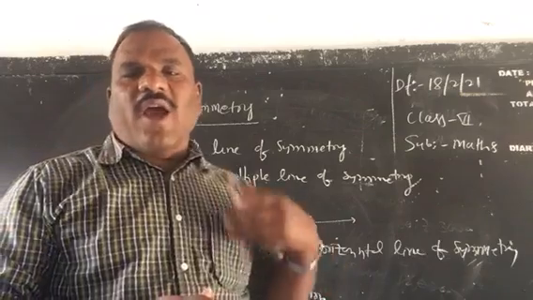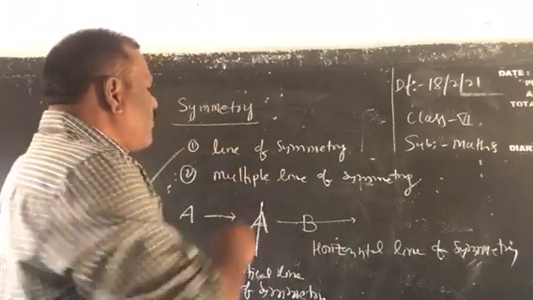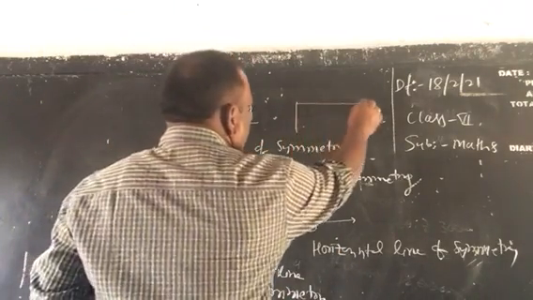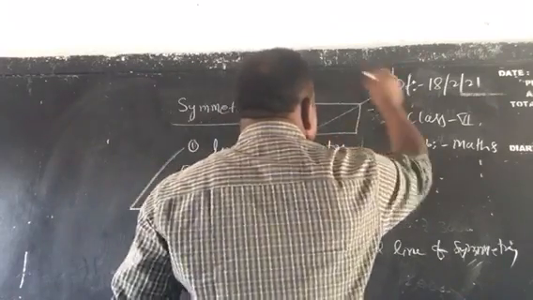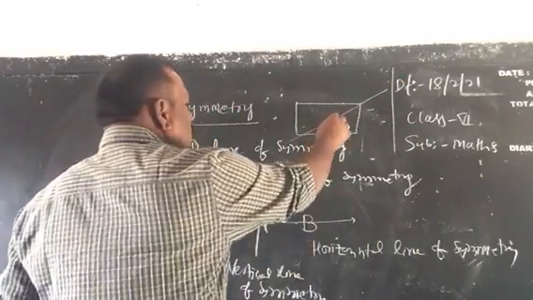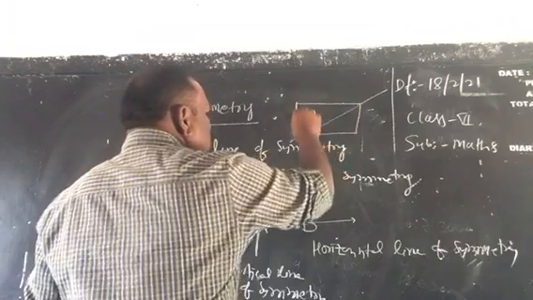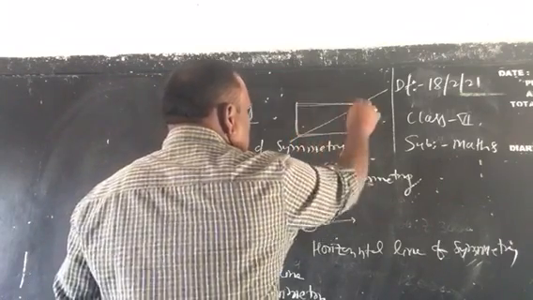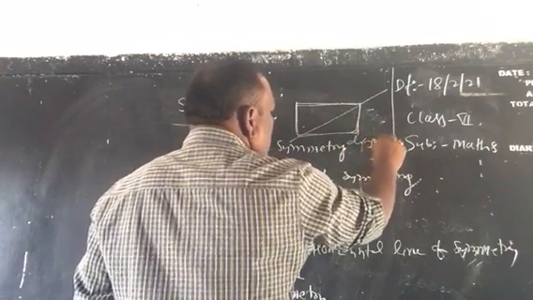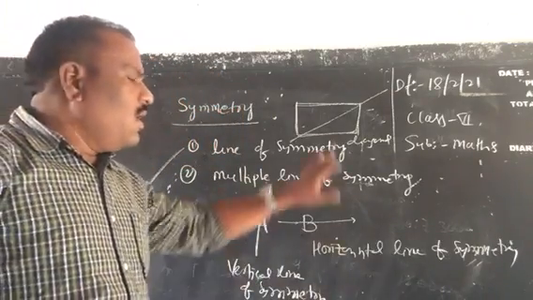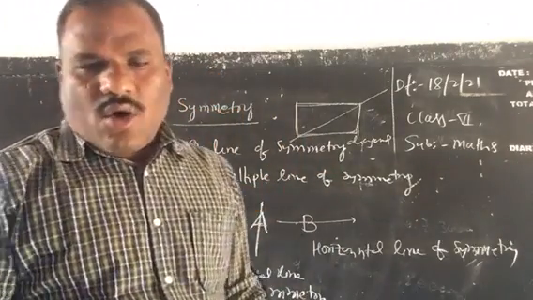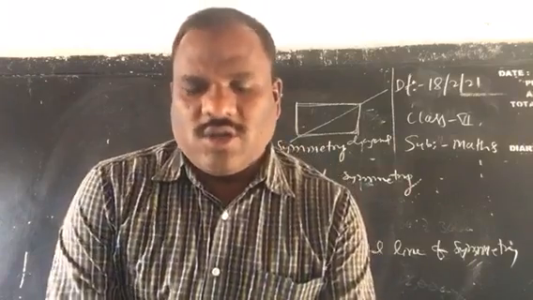Next, what is the diagonal? For example, children, imagine this is a rectangle. This is the diagonal. This diagonal divides the rectangle into two equal parts. This is called a diagonal line of symmetry, children.